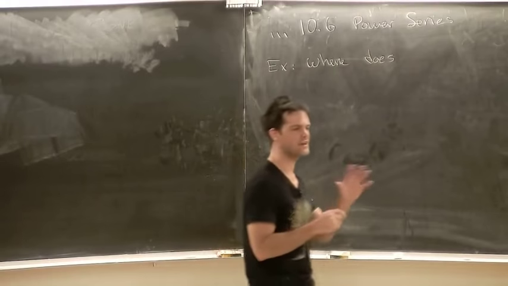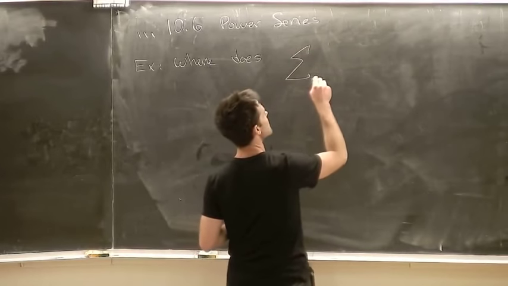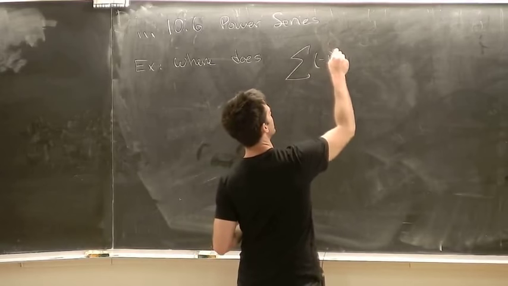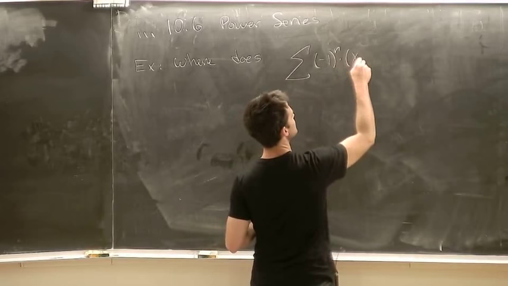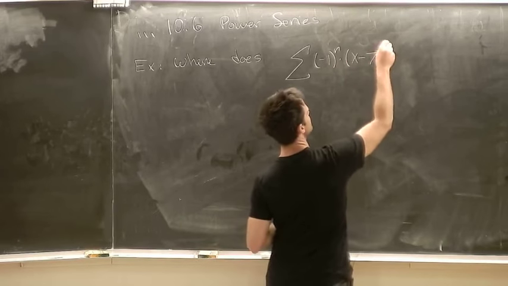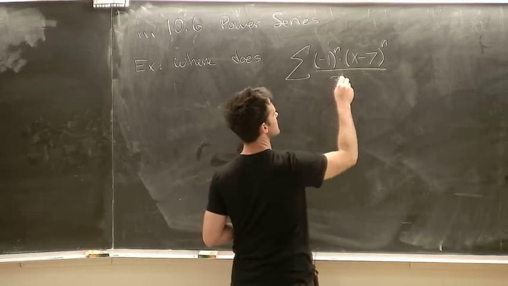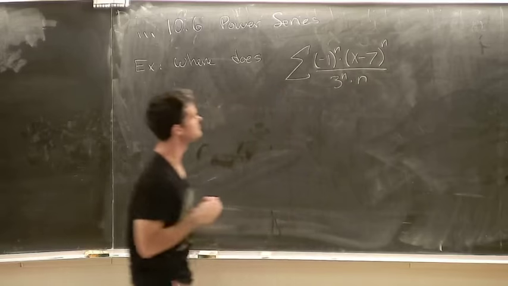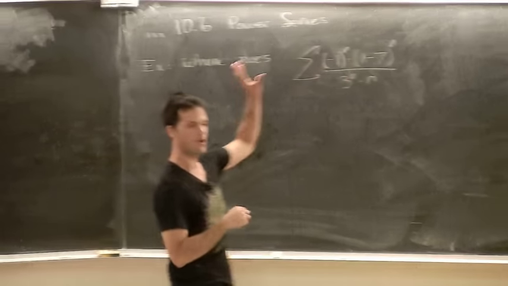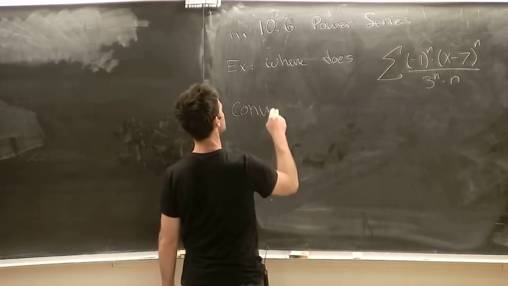Okay, how about, I'm going to try and create a real funky one. Let's make it oscillate. Let's make it centered somewhere other than 0. Let's put a 3 to the n in there, and how about an n? So where does this power series converge?